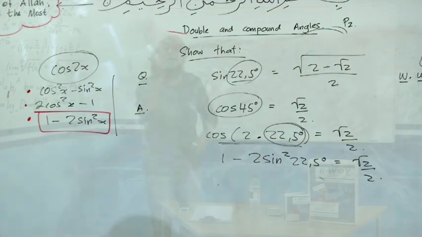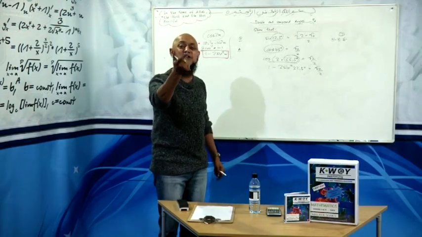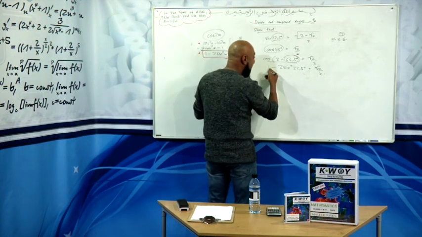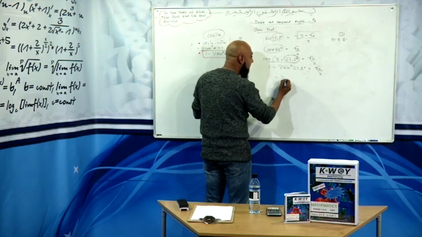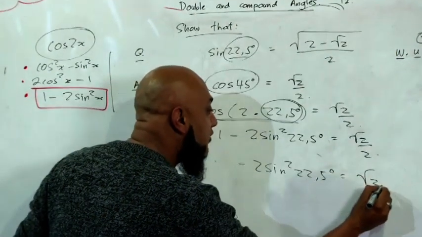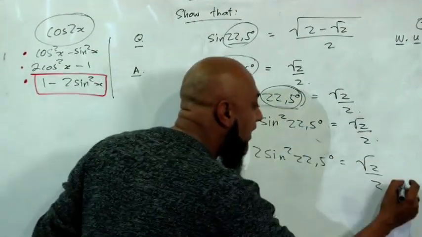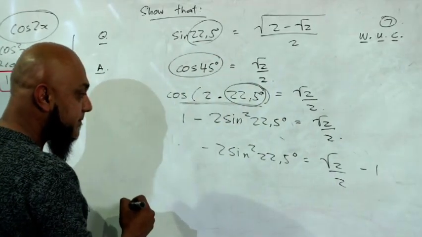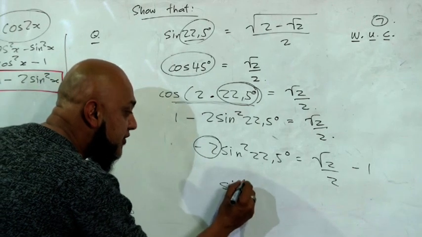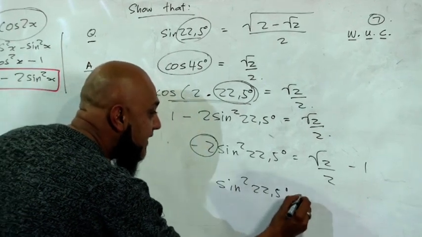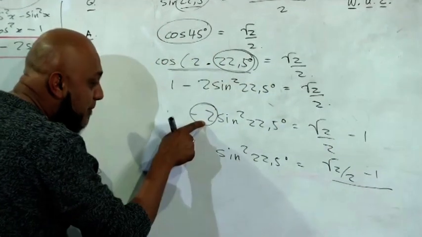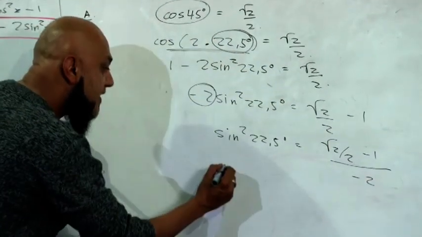Yes, you're right. All we're going to do now is make sine 22.5 the subject of the formula, of course. So now, take the 1 to the other side. Minus 2 sine squared 22.5 is equal to root 2 over 2, minus 1. We now divide by minus 2 to get rid of the minus 2. So sine squared 22.5 is equal to root 2 over 2 minus 1, divided by minus 2.